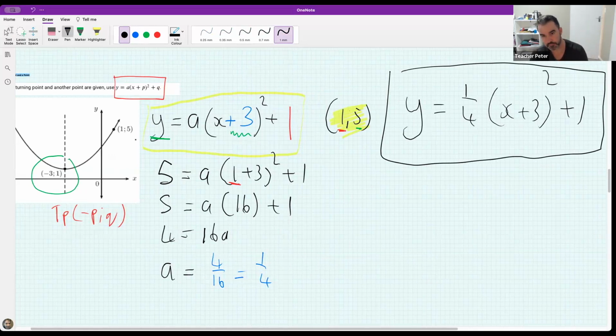Now, this is not standard form. This is the turning point form, but that's fine. You can just leave it in turning point form.